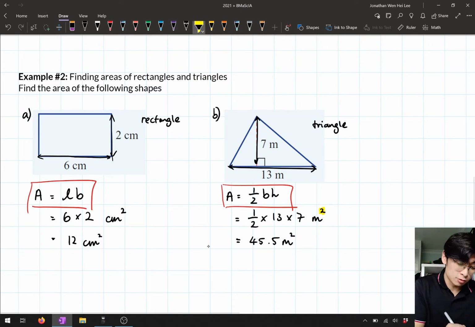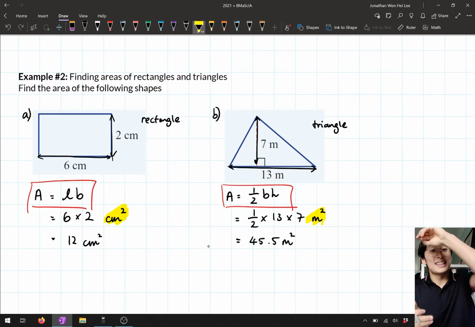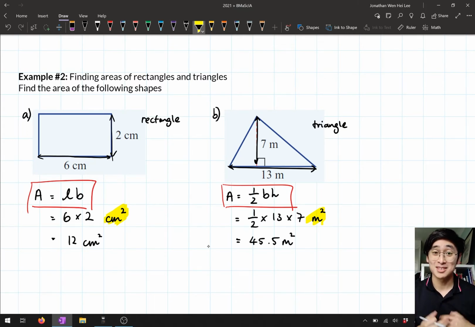The other important thing is to remember that your measurements are in squared units. Squared units. Area is measured in squared units. So you need to make sure that you write that square or that little 2 with our unit at the end. Okay, so that's how we can find the area of 2D shapes.